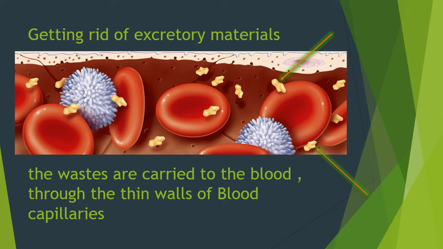And you can see the arrows pointing to the wastes. You can see this is the picture inside the blood vessel or inside the blood capillary. You can see there are red blood cells and white blood cells. And in between them, these yellow fragments are wastes, okay? So the wastes are carried through the thin walls of blood capillaries.